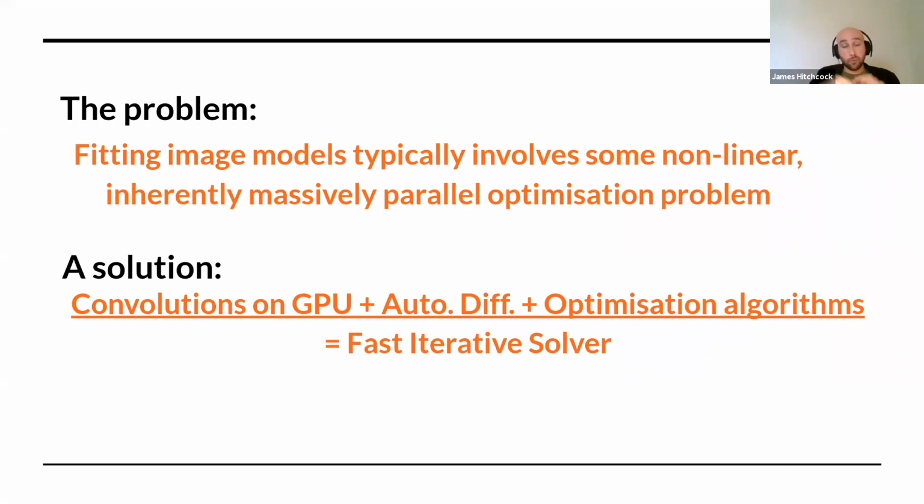If we put those three ingredients together, we've effectively created a fast numerical iterative solver, which happens to be exactly the sort of tool that might be useful for addressing image modeling problems of this form. We can compute the forward model in an optimization scheme very quickly, because we can do fast convolutions on the GPU. And then we have exact gradient information and some nice optimization algorithms to help us converge.